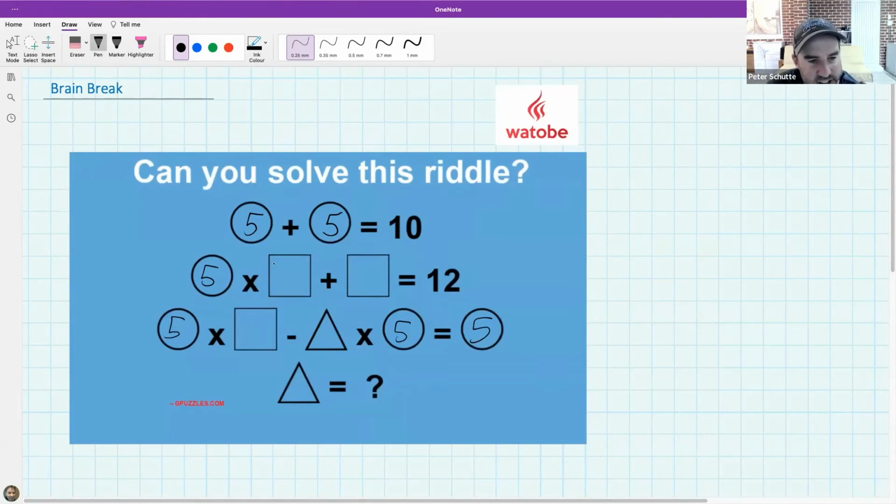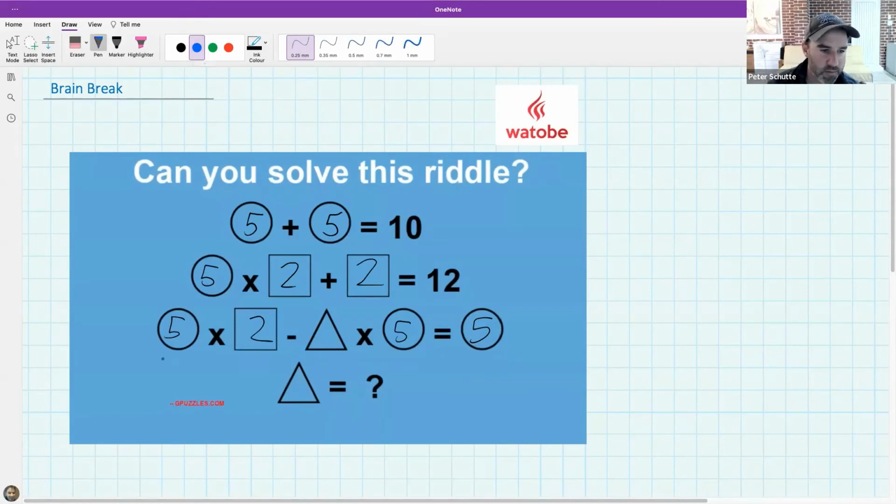So 5 times something plus something is 12. I agree. This is going to have to be a 2. Am I right? 5 times 2 is 10. That gets done first. Plus 2 is 12. Yep. And so now we're down to the last one.